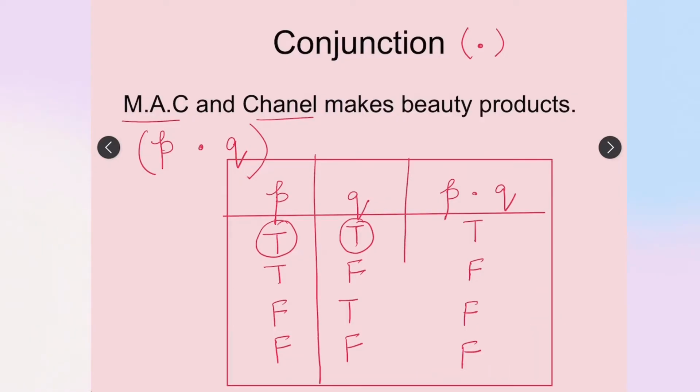So this is the table for conjunction and you have to remember this point: where both the conjuncts are true, then in that case P dot Q will be true.